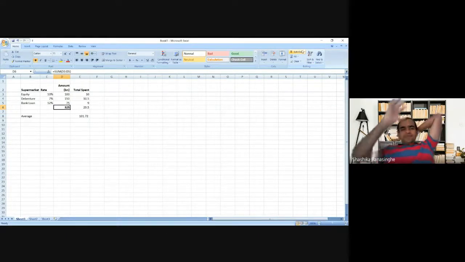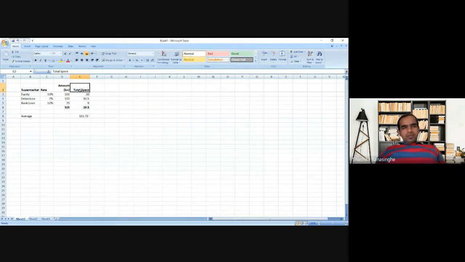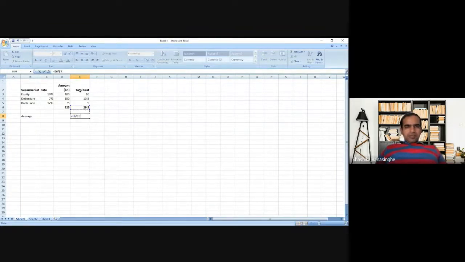Okay, so you have raised a total of 325 billion, which will cost you 29.5 billion every year, correct? This will be your total cost. In equity, annually you're paying 10 billion, debentures 10.5 billion, and your bank loan 9 billion, meaning total cost of your capital is 29.5 billion. And you have total capital of 325 billion. Now your average will be the cost divided by the total amount you have raised. 9.08%.